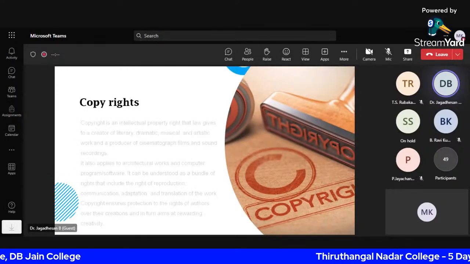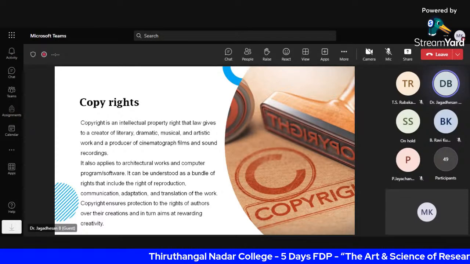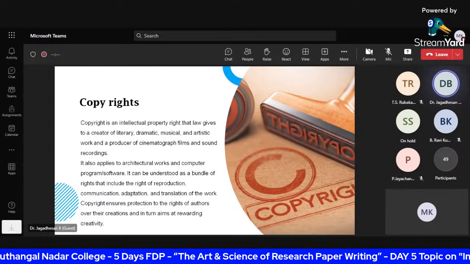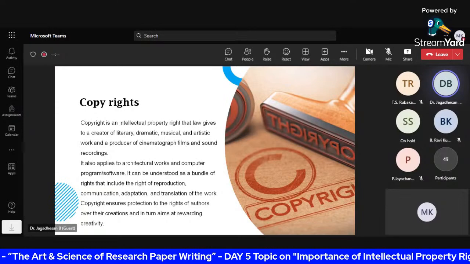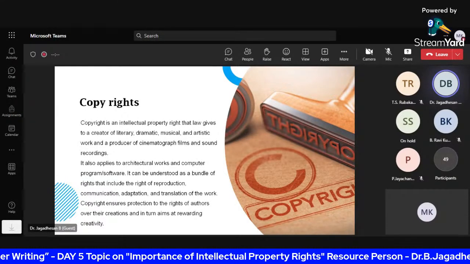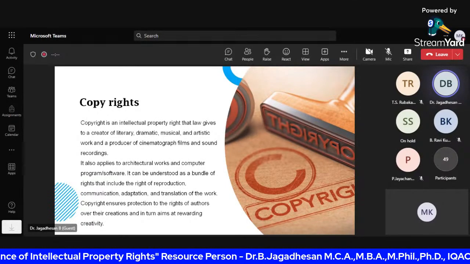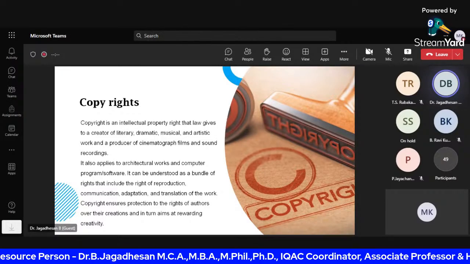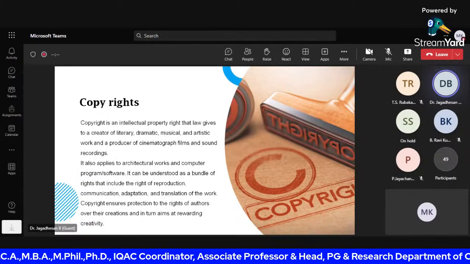Let's see one by one. Copyrights. What is the meaning of copyrights? It simply says that copyright is an intellectual property right that law gives to a creator of literary, dramatic, musical, and artistic work, and the producer of cine films and sound recordings. Whatever it may be, it may be music, some kind of designing work, a film, some kind of information or research publication. So under this, copyright is one of the intellectual properties.